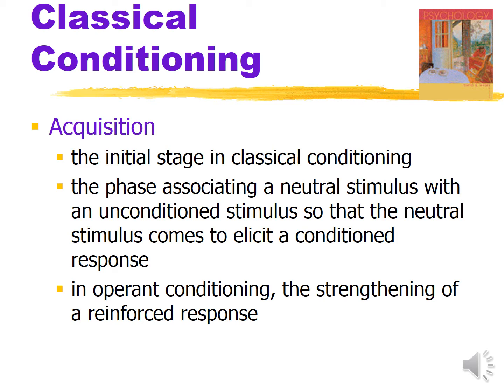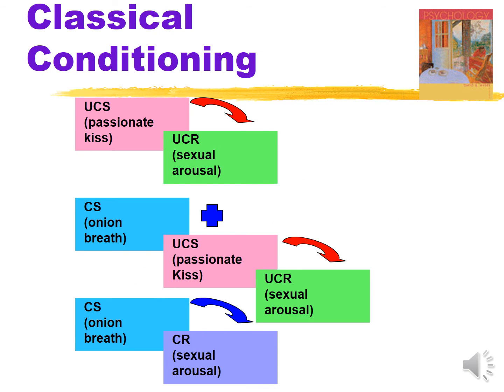And here you see a brief resume of the process of acquisition in classical conditioning. And we looked at this example of combining onion breath with a kiss in class, and how that response can be classically conditioned.